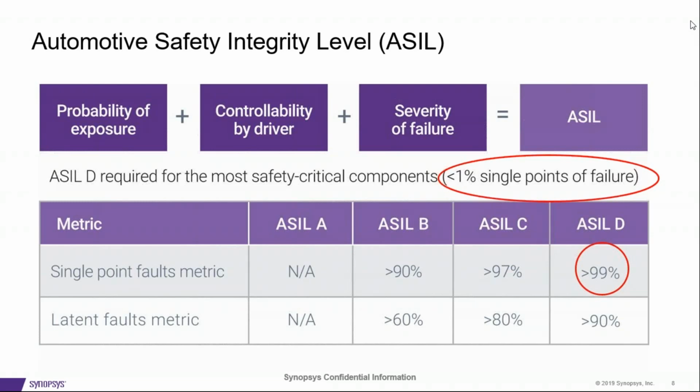There's the additional requirement, of course, for the latent fault metric or multiple fault metrics. And in the case of ASIL D, it has to be over 90%.